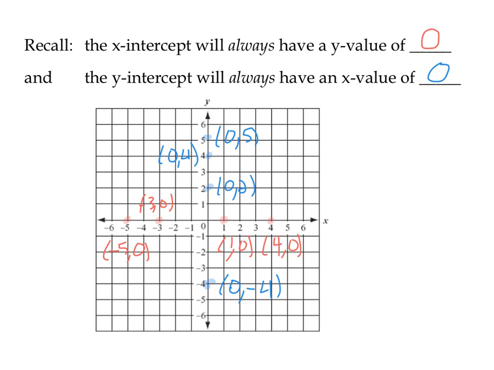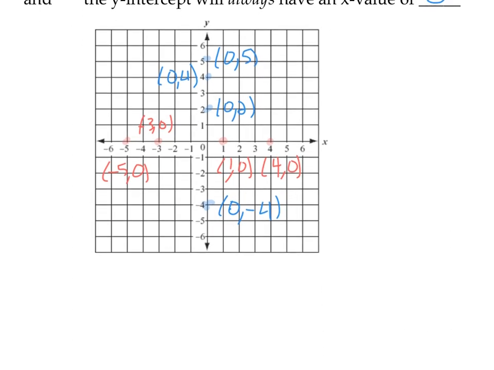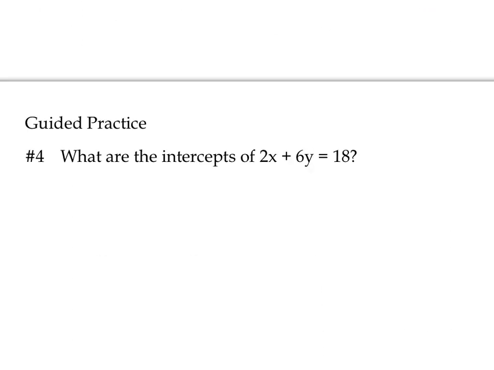So we're going to use this to help us find the intercepts, which then are useful for drawing the graphs. But keep that in mind. One intercept will have the other value of 0. So an x-intercept will always have a y value of 0. A y-intercept will always have an x value of 0. So let's see where we can use that by determining the intercepts of this equation.